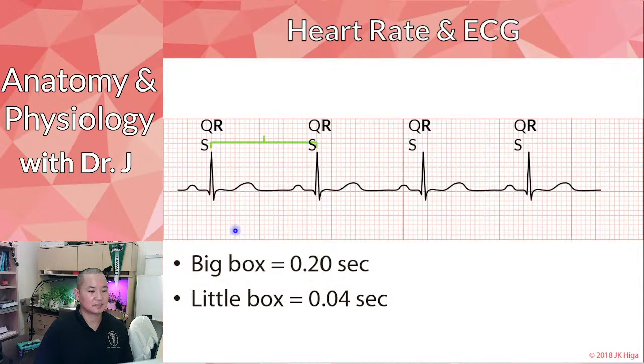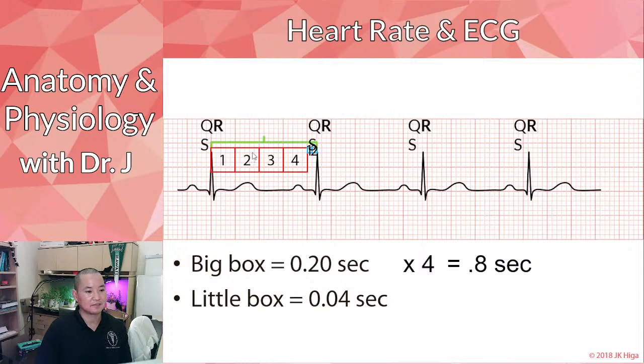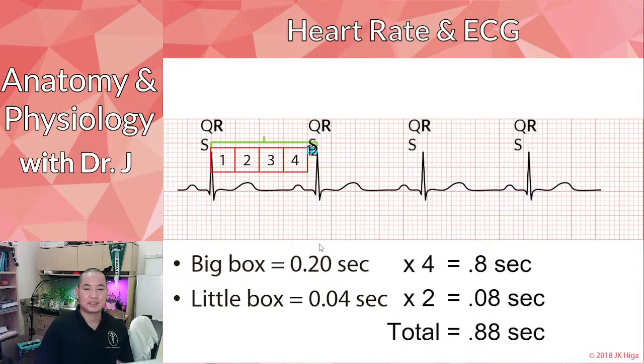Notice that these big boxes are subdivided into smaller, fainter little boxes. These are 0.04 seconds, so they're one fifth of a big box, and a big box is one fifth of a second. Now you count the big boxes and little boxes, and you know how much time there is between each R. Here we have 4 big boxes plus 2 little boxes. 0.2 times 4 is 0.8, and 2 little boxes, 0.04 times 2 is 0.08. So we have 0.88 seconds between each peak.